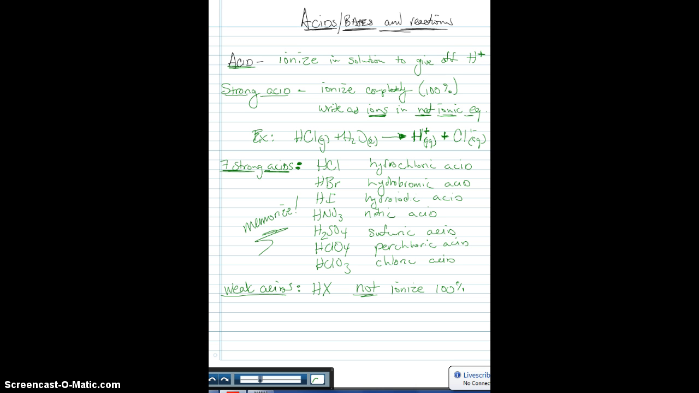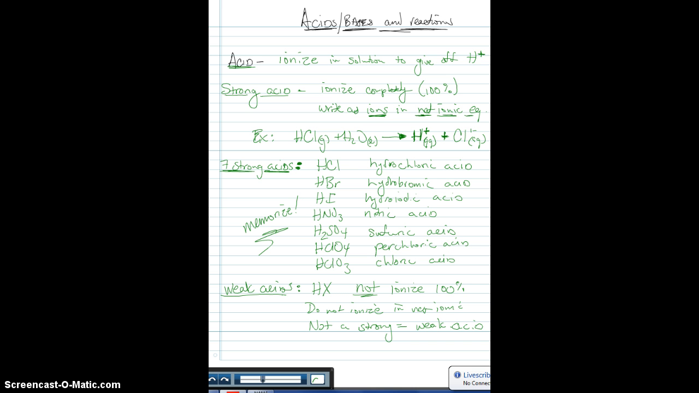So these guys don't fully ionize, but they still do release a hydrogen. They can cause pH to drop. But we do not ionize these guys in net ionics. And the best way to figure out if you have a weak acid is this: if you're not a strong acid, which is one of the 7 strongs I talked about before, you're automatically weak. And so that's how you know.